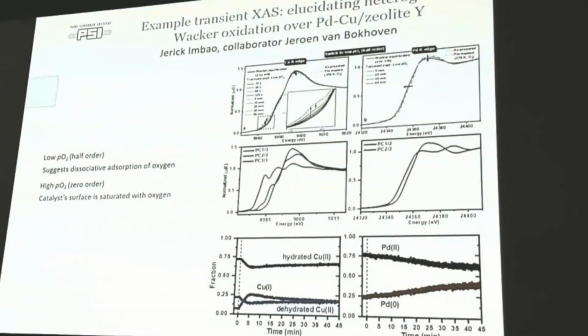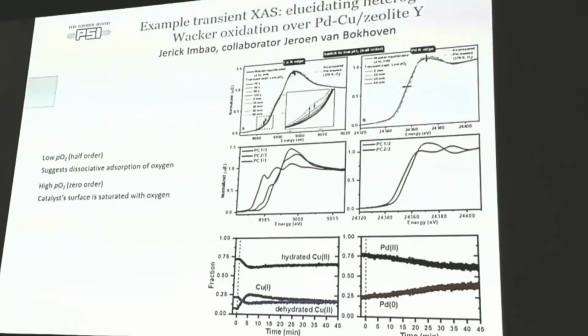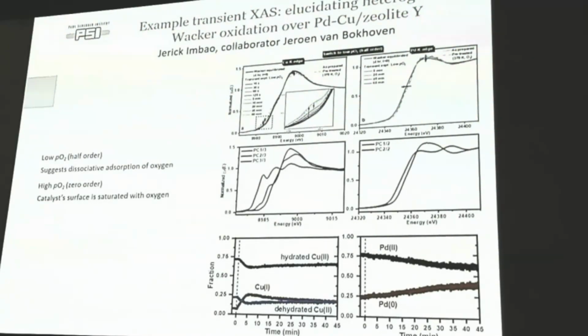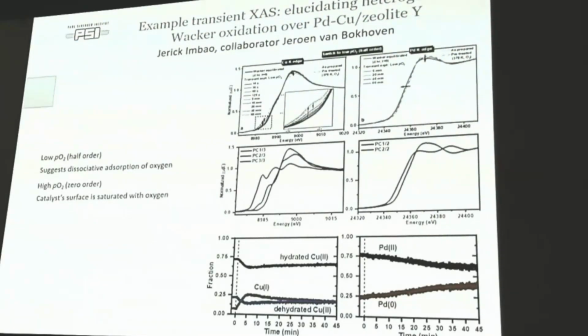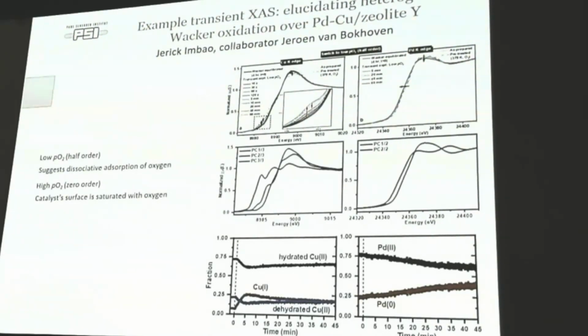If you go to mid partial pressures of oxygen, we are at 0. So we set up our experiments in such a way that we just switch from high order to low order, or the other way around. Simultaneously, we collect X-ray absorption spectra, copper K-edge and palladium K-edge. We use the same approach to get the spectral components. So for palladium, we basically have palladium 0 and palladium 2 plus. And for copper, we also have copper 1 plus, and we find copper 2 plus.